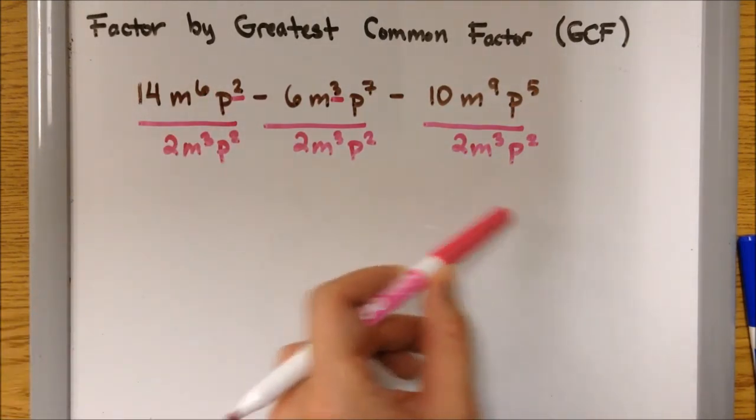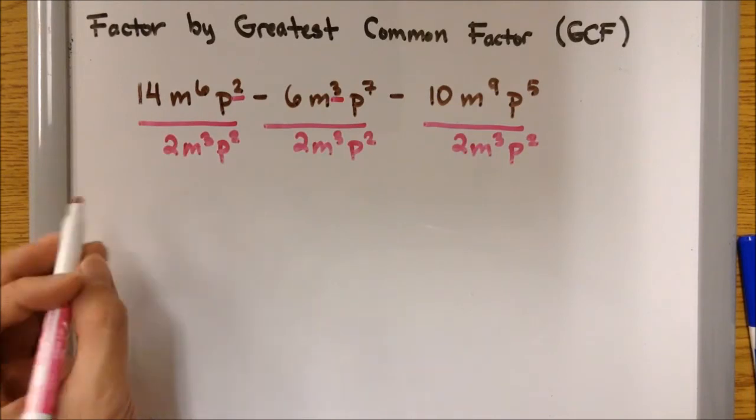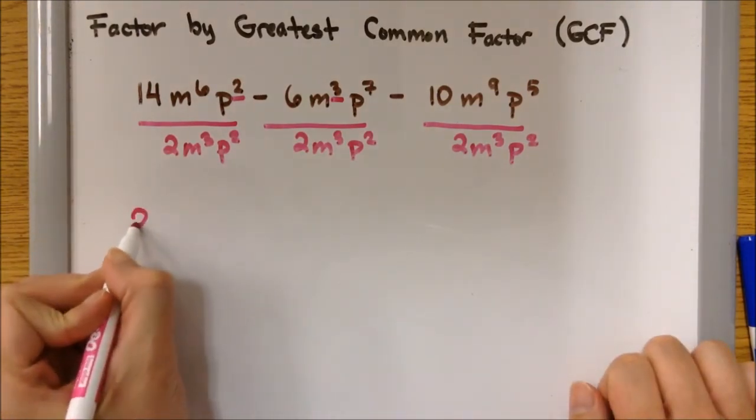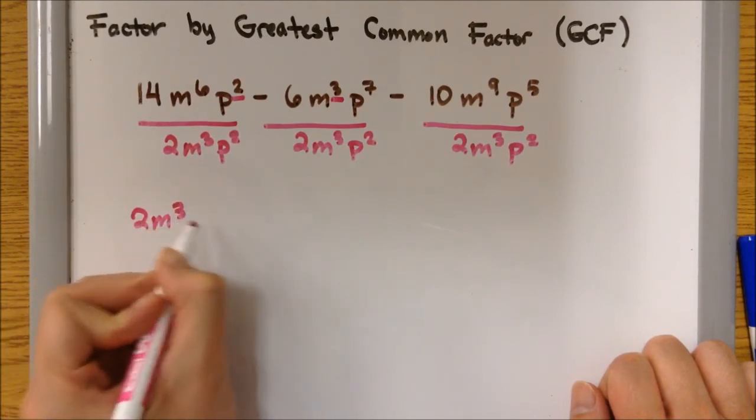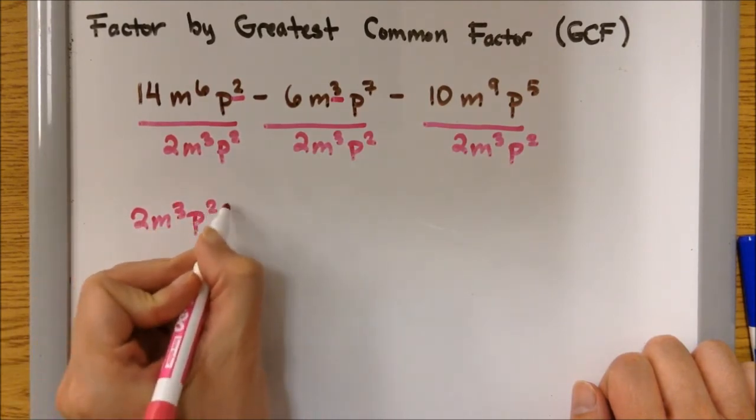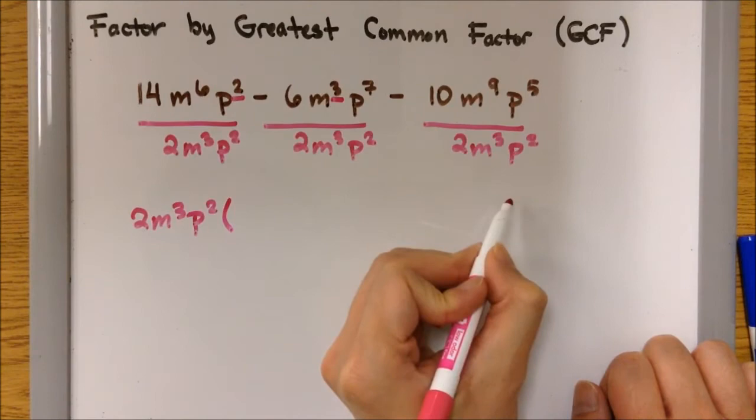So since we're dividing by our common factor, it will be on the outside. So 2m to the 3rd p squared, and what we're going to divide would be inside the parenthesis.